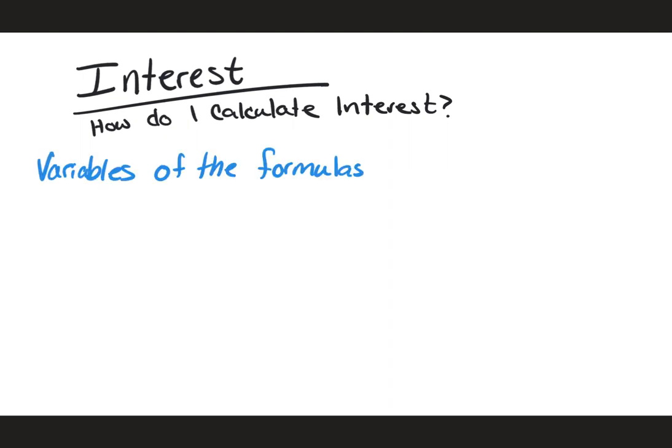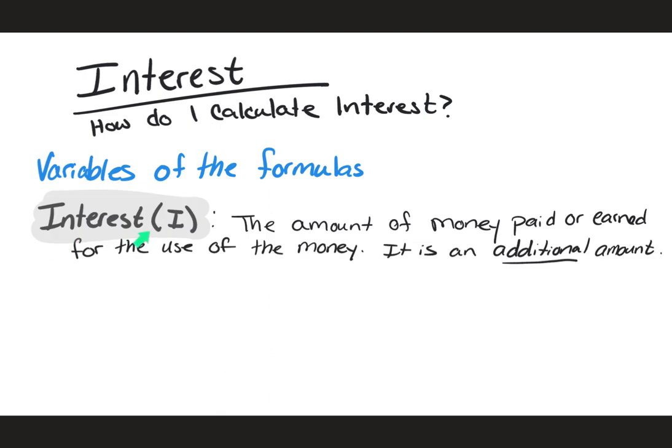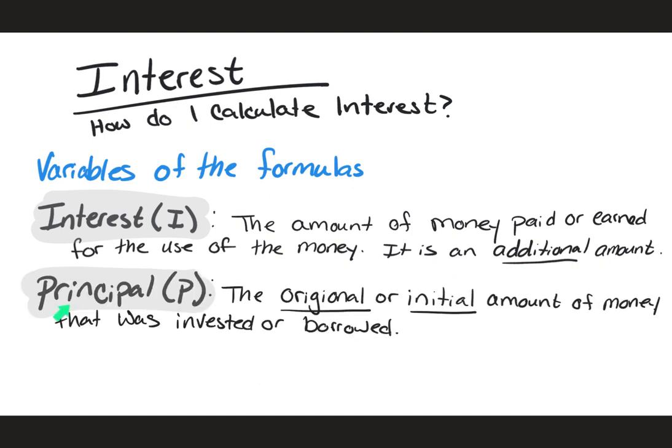So the different variables of calculating interest in the formulas. There's a few different parts. Interest is going to be I in the formulas. It is the amount of money paid or earned for the use of the money. So this is an additional amount. Principal, which is going to be P in the formulas, is the original or initial amount of money that was invested or borrowed.